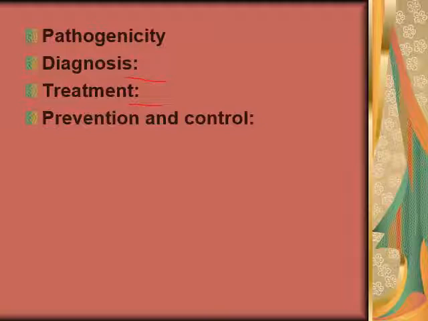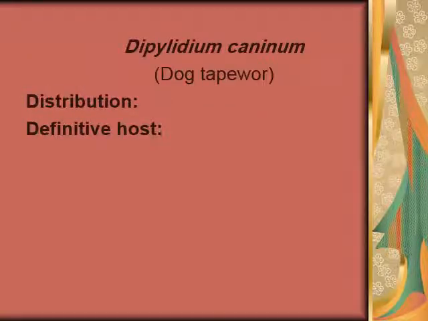Prevention and control is by proper sanitation as well as getting rid of the main host, which is the rat or mice. The third type is Dipylidium caninum, or the dog tapeworm. The dog tapeworm has a cosmopolitan distribution. The definitive host is the dog, while the intermediate hosts are the dog flea and the grain beetles, the same as in Hymenolepis.